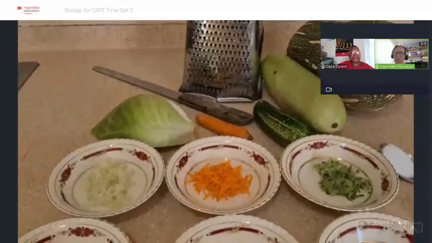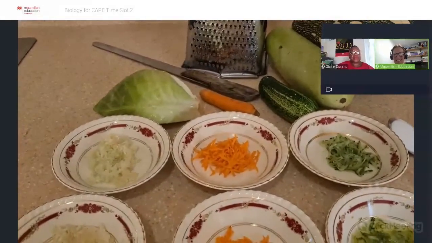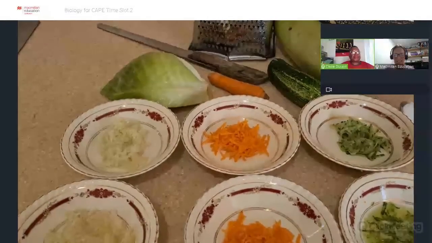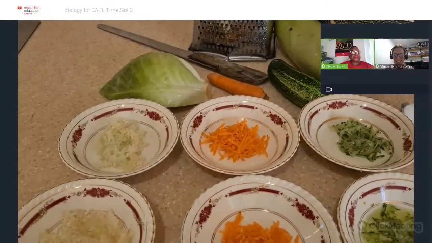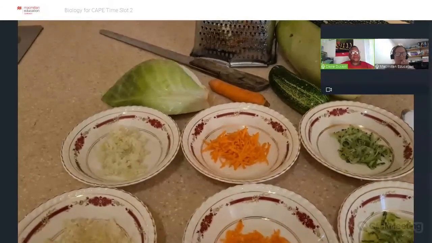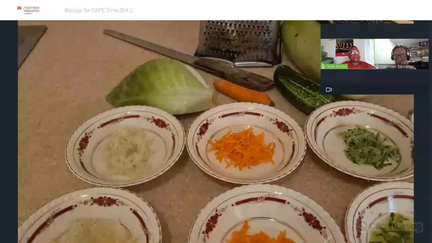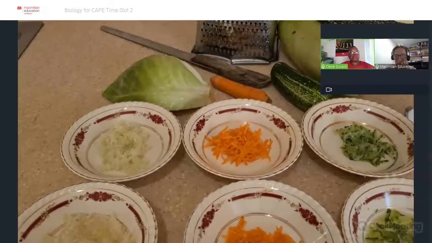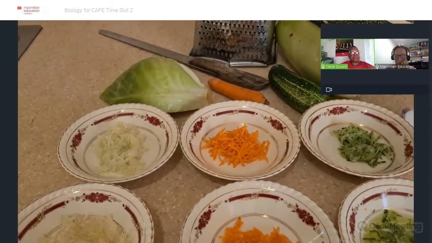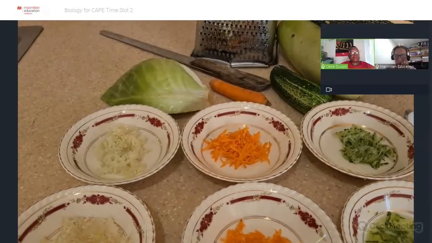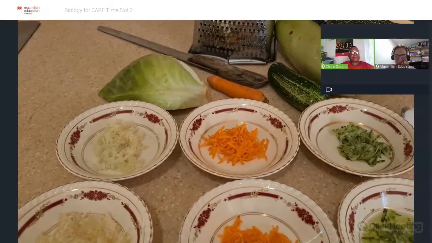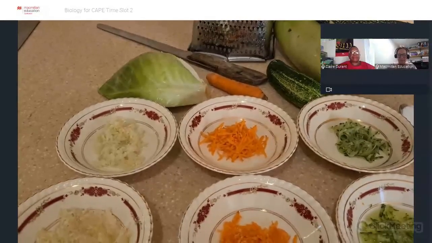Today we are going to do an experiment to look at osmosis. Osmosis refers to the movement of water molecules through a membrane that separates solutions of different concentrations.